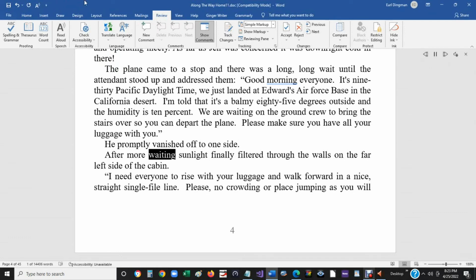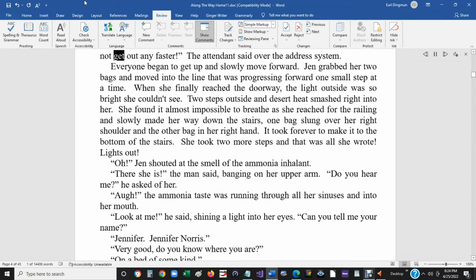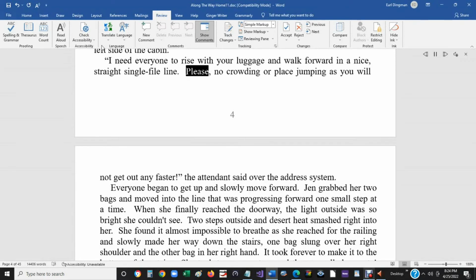After more waiting, sunlight finally filtered through the walls on the far left side of the cabin. I need everyone to rise with your luggage and walk forward in a nice, straight single file line. Please, no crowding or place jumping as you will not get out any faster. The attendant said over the address system. Everyone began to get up and slowly. Make that a small t. Please, no crowding or place jumping as you will not get out any faster, the attendant said over the address system. Everyone began to get up and slowly move forward.